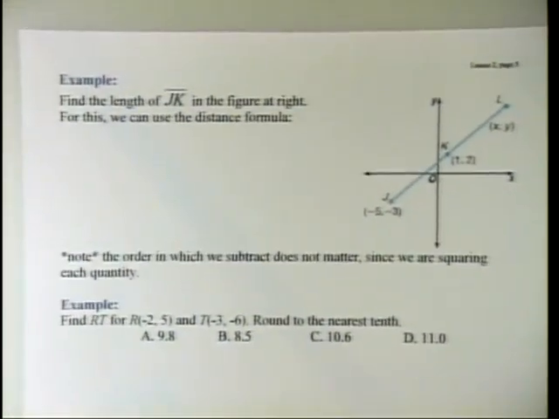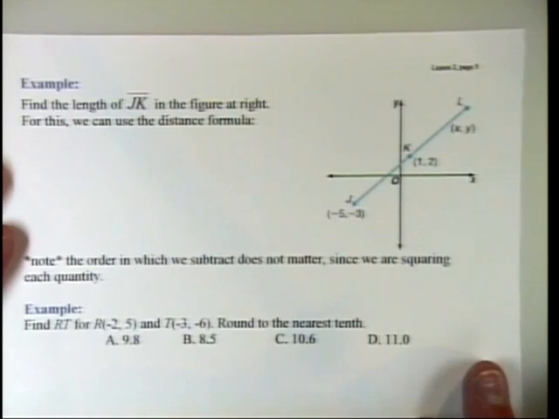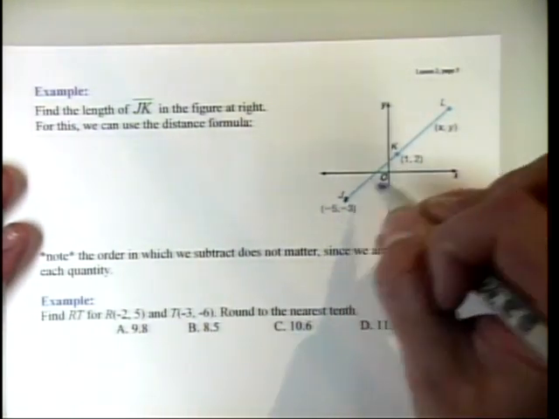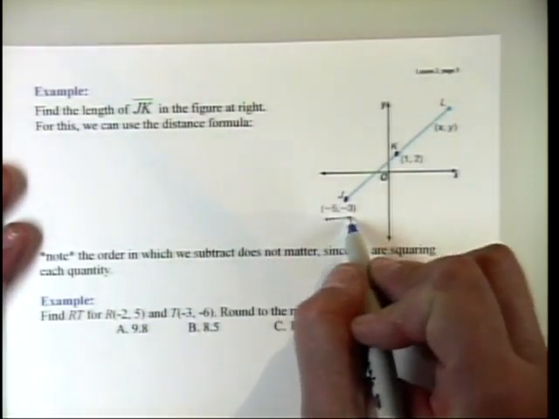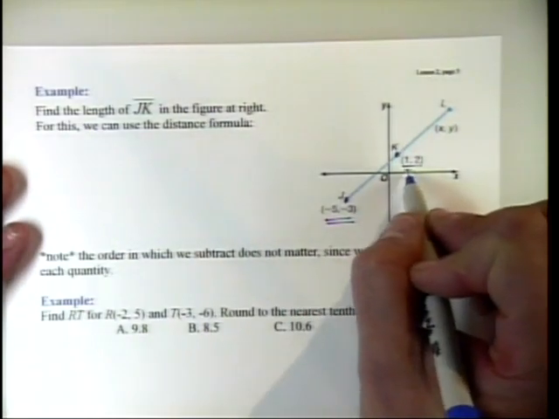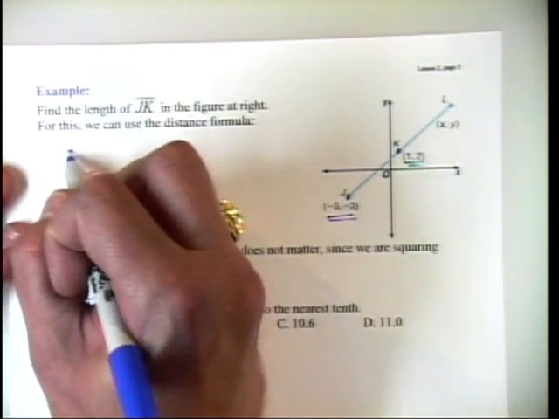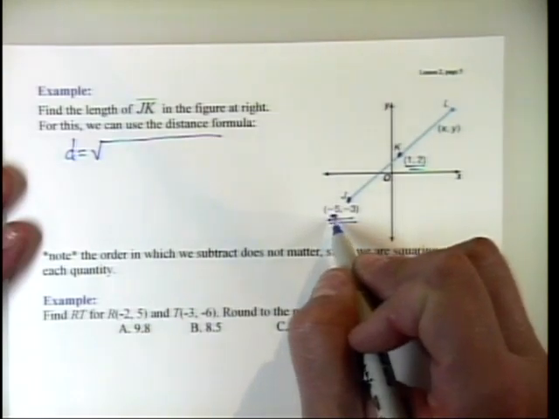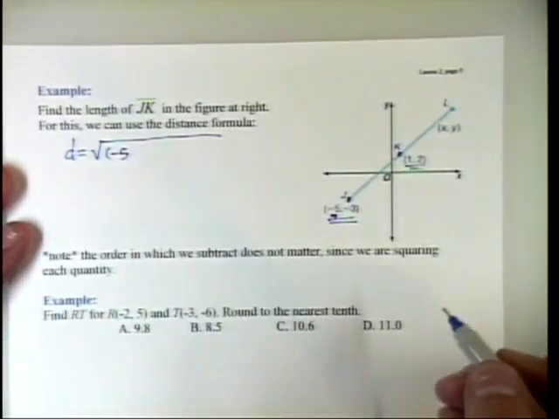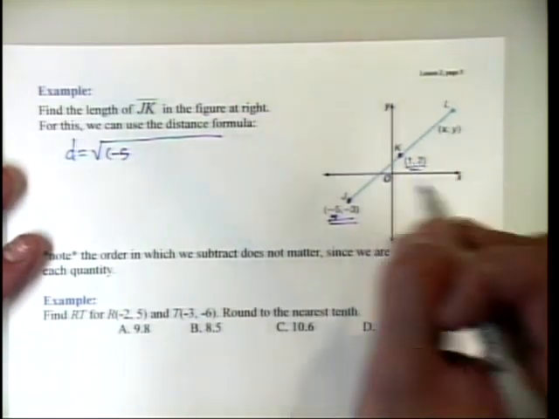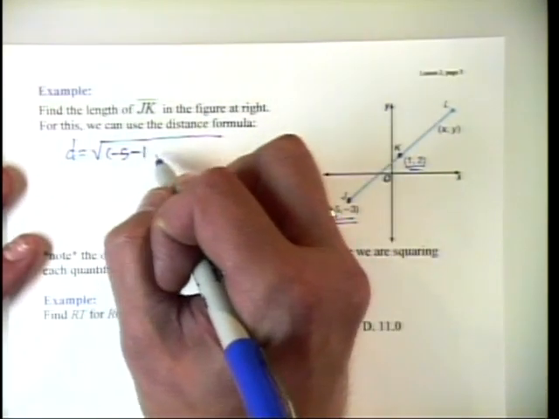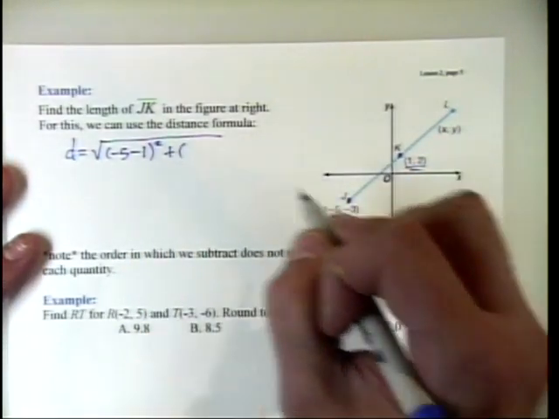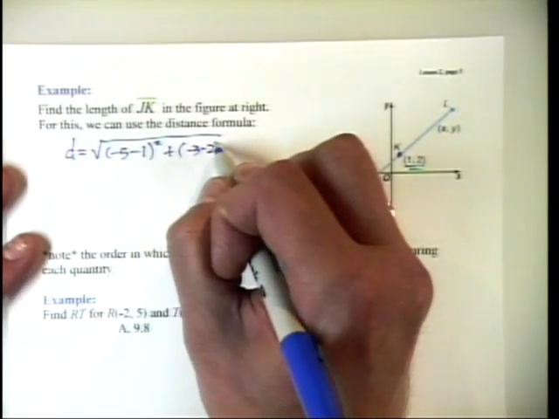Let's go ahead and find the length of segment JK in this figure at the right. Now for this, we're going to use the distance formula. Let's identify. There's J, there's K. We know point J is at negative 5, 3, and point K is at the point 1, 2. So let's go ahead and write our formula. The distance is the square root of the change in the x values. So the first one is negative 5, and what's the next one? Minus 1. So change in means subtraction. And then I square that. Plus the change in the y values. Negative 3 minus 2 squared.